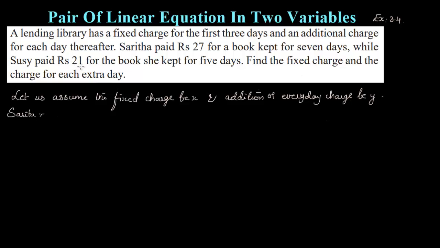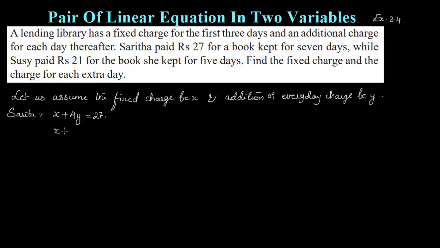Sarita has paid how many rupees? 27 rupees. So the fixed charge anyway she has to pay, plus she has kept the book for 7 days. Out of 7 days, 3 days she has already paid under the fixed charge, right? So 7 minus 3 is nothing but 4. So 4 days she has to pay additional charges. The remaining 3 days are covered in the fixed charge. So totally it will be 27.